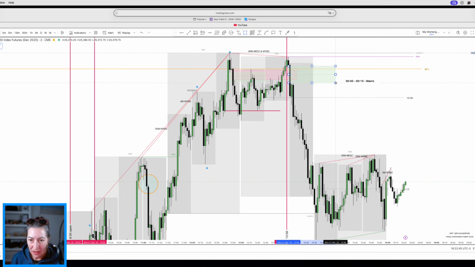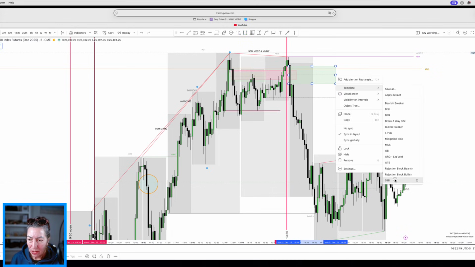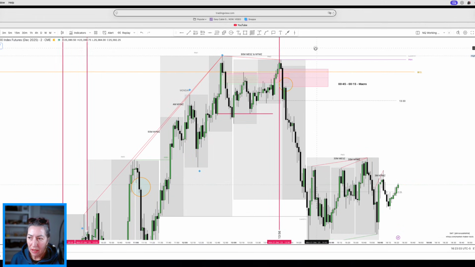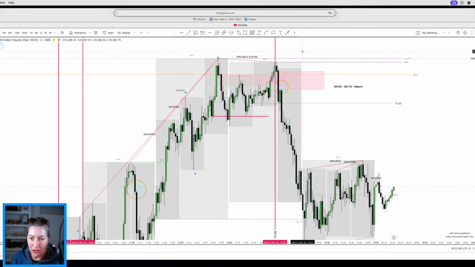We have another CISD here. You could have entered here on this black candle, this one right here. So you've got all the characteristics of a smart money reversal here. We've got time, we've got the CISD, we've got the BISI, we have the inverted fair value gap, and we have a breaker formation. So this candle here would have been a nice entry. So you could have entered here.